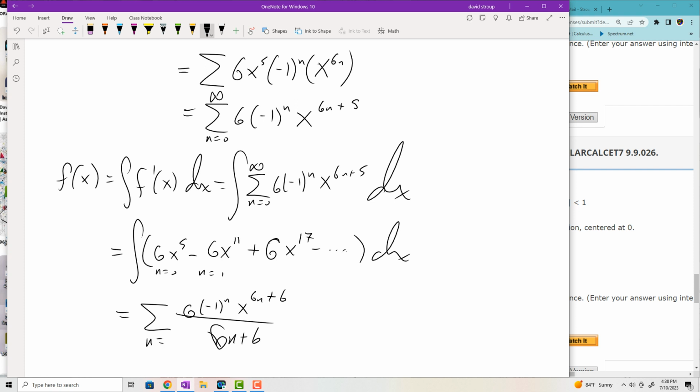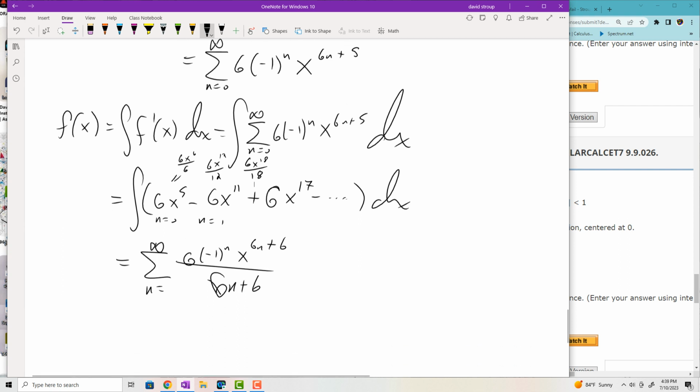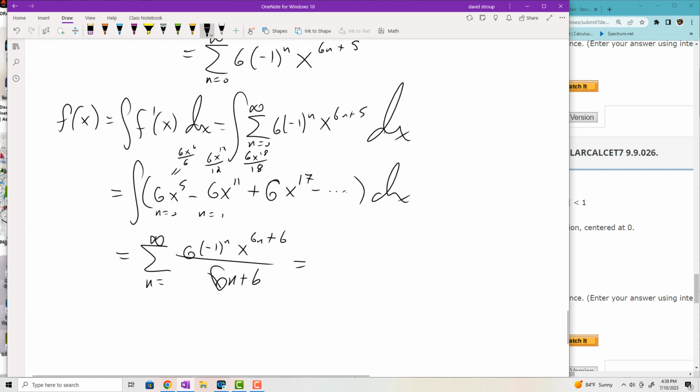And let's see if we got our index starting at 0 still. So if I did integrate this thing, it would be 6x to the 6 all over 6. The next guy would be 6x to the 12th all over 12. The next guy would be 6x to the 18 all over 18. Is that what we got? Okay, so expanding this looks like you're going to have to start at 0. Okay, and you'll get 6 times 1 times x to the 6 all over 6. So yeah, it looks like it's working.